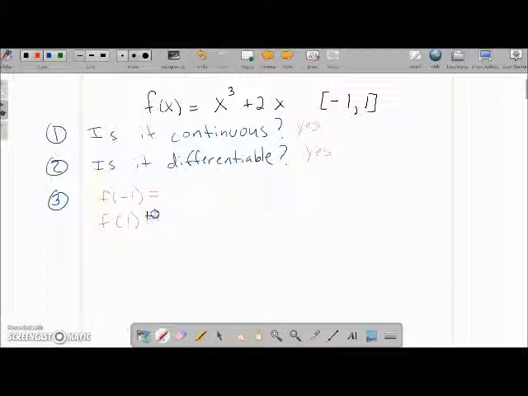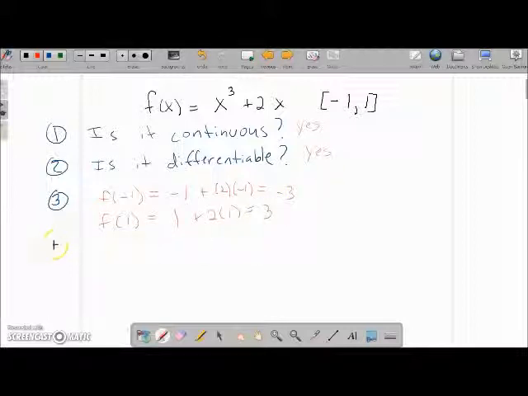1. Okay, so f of -1, that would be -1 cubed, excuse me. So that's going to be -1, plus 2 times -1, which would give you a -1 plus a -2, which is a -3. And then f of 1 is going to be 1 plus 2 times 1, which is 3.